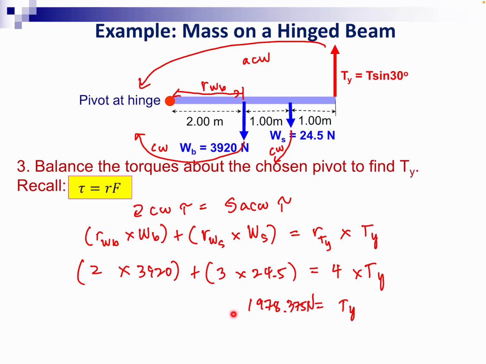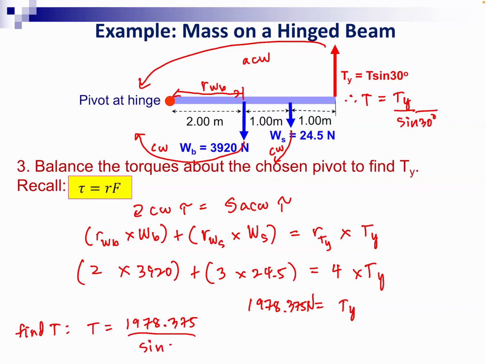So what you've calculated by balancing the torques is just Ty. What we want to find is T. If we want to find T, we know that Ty is equal to T sine 30, therefore T is equal to Ty divided by sine 30 degrees. So T should be equal to 1978.375 divided by sine 30 degrees. That should be a tension of 3956.75 newtons, or you can round this to 3960 newtons.